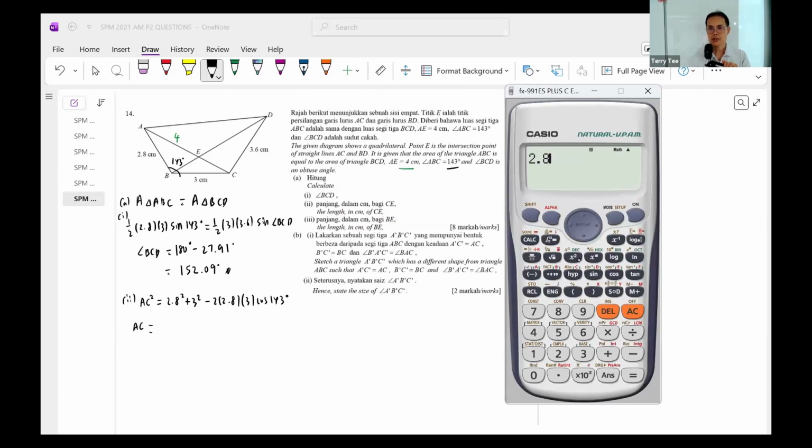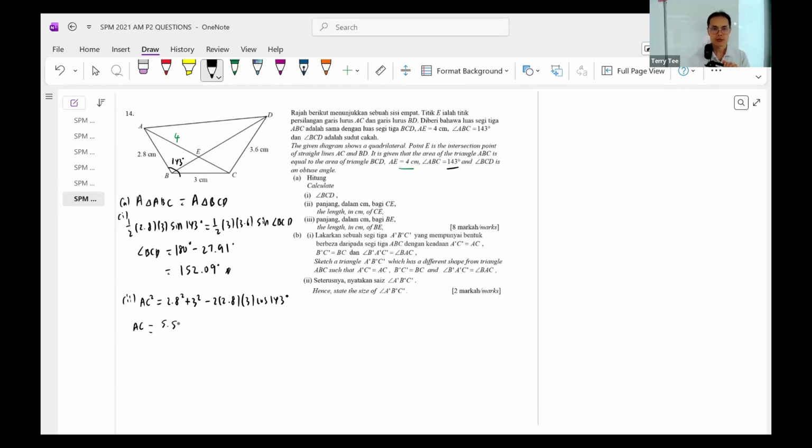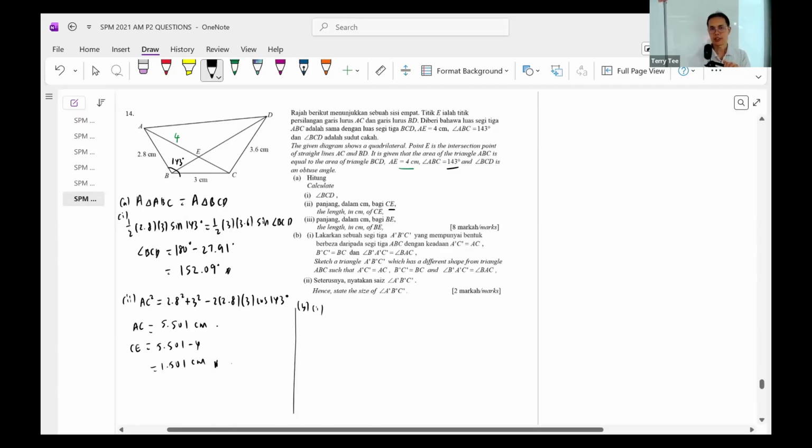So we take 2.8 square plus 3 square minus 2 times 2.8 times 3 times cos 143. So answer square root, 5.501. Correct? 5.501. Okay, but that's not what I'm finding. I'm finding EC or CE. CE will be 5.501 minus 4, 1.501. That is the length of CE.